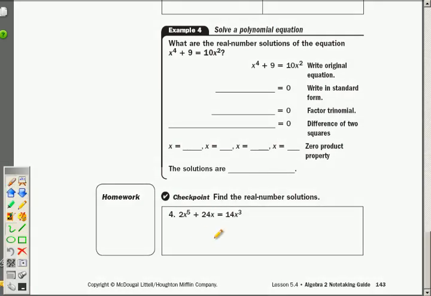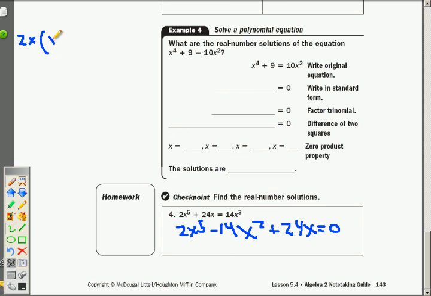All right, welcome back. Hopefully you subtracted 14x cubed right away, and you had 2x to the 5th minus 14x cubed plus 24x equals 0. Remember, that equaling 0 is going to be important every time you do it. What goes into all three of these things? Well, it looks like 2x goes into everything. So I'm going to rewrite this up here. 2x goes into all of it.